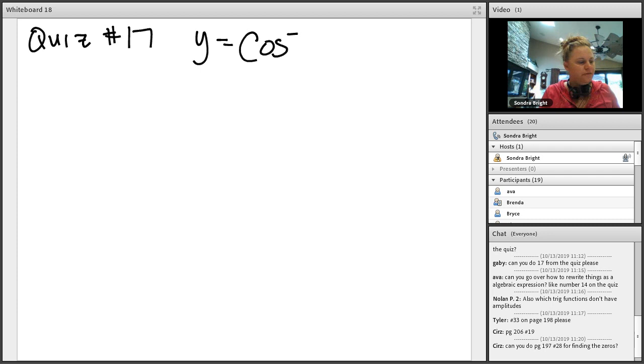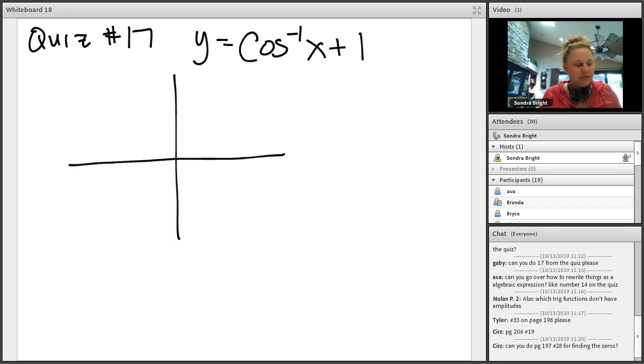All right, inverse cosine of x plus 1. So your regular inverse cosine is 1 to -1, and from 0 to, I did not give myself enough room. Let's do this again.